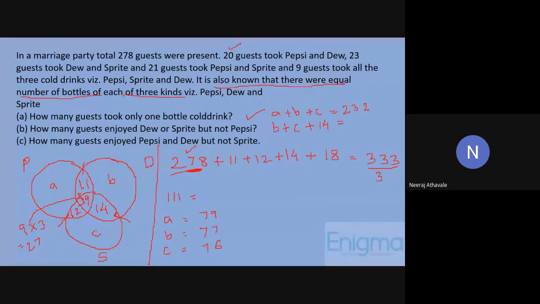Okay, so the answer is 167. Pay attention to the wording, "or Sprite". And now in the last question, how many guests enjoyed Pepsi and Dew? Pepsi and Dew's common region is this. Basically its answer would be 20, but "not Sprite" is given. Okay, so therefore the answer will be 11.